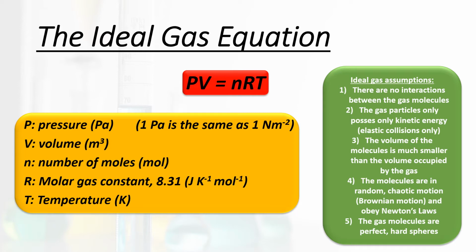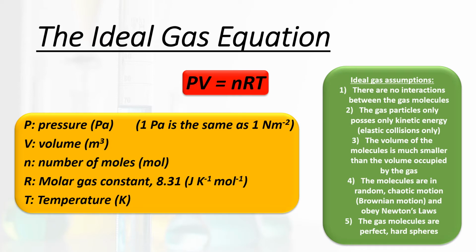Now there are several assumptions we make. We talk about this thing of course an ideal gas, and what we mean by that is that there are no interactions between the gas molecules. The gas molecules don't interact with each other. They're not attracted to each other, they're not repelled by each other, they don't interact at all. We say that the gas particles only possess kinetic energy. They don't have any potential energy, it's only kinetic energy. And they only collide with each other in elastic collisions. This means there's no loss of kinetic energy. The kinetic energy before and the kinetic energy afterwards is conserved.